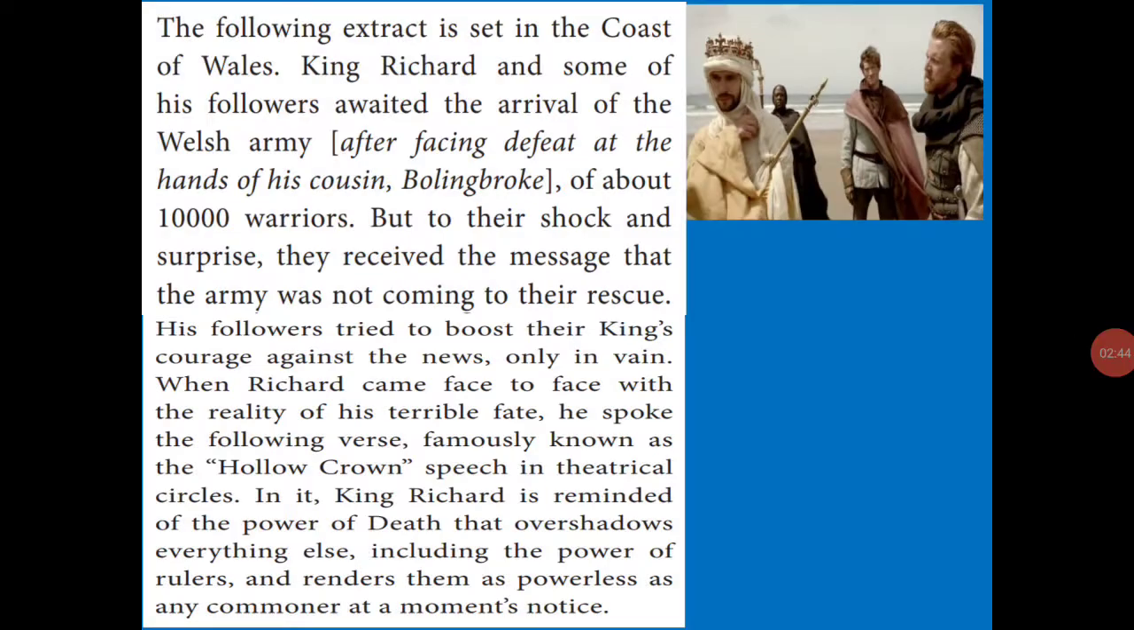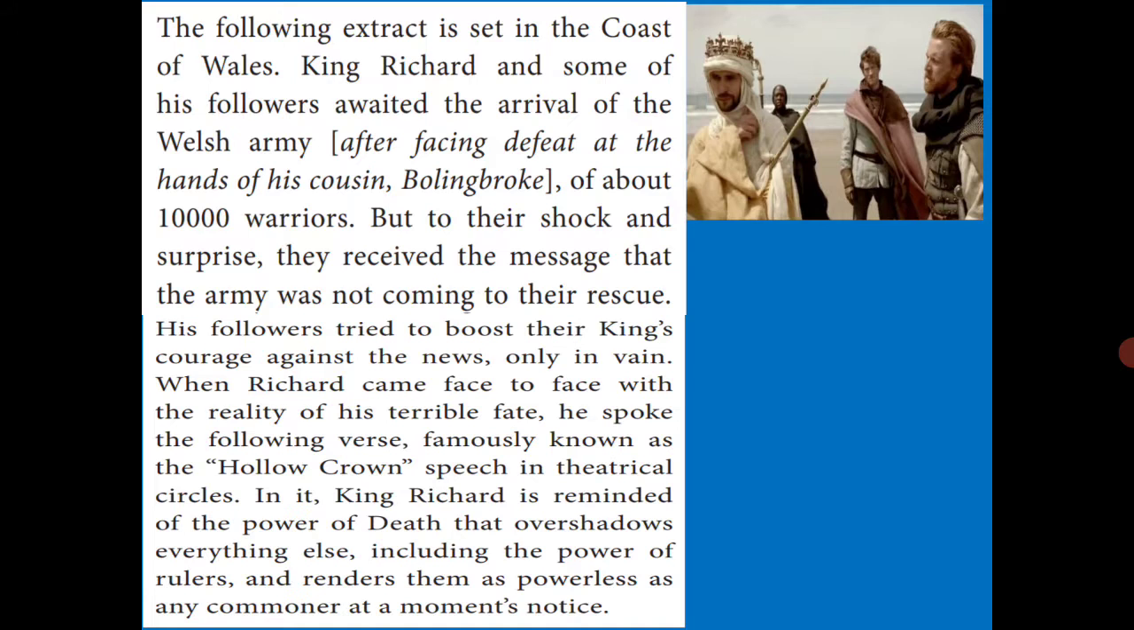They were expecting their warriors to arrive, but to their shock and surprise, they received the message that the army was not coming to the rescue. So suddenly they heard that the 10,000 warriors were not going to come and help. King Richard's followers tried to boost their king's courage against the news, only in vain. When Richard came face to face with the reality of his terrible fate, he spoke the following verse, famously known as the Hollow Crown speech in theatrical circles.